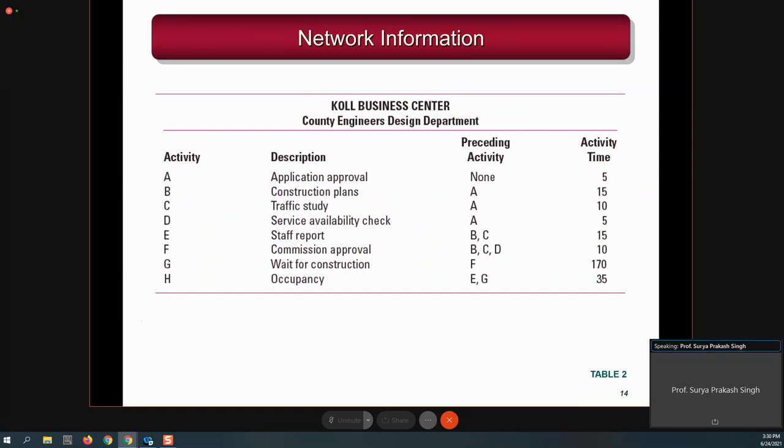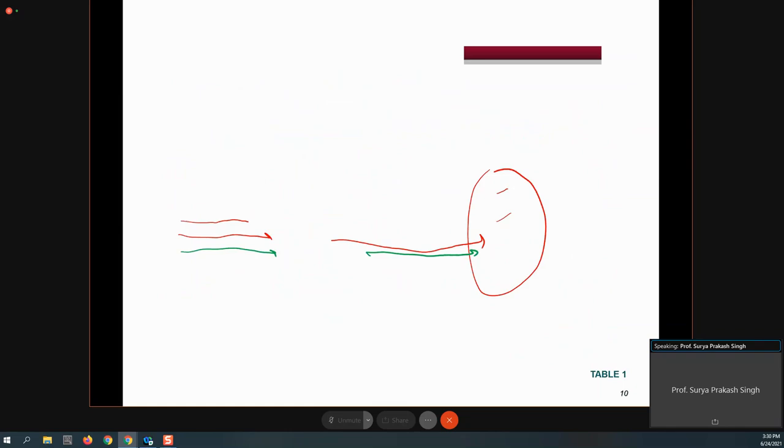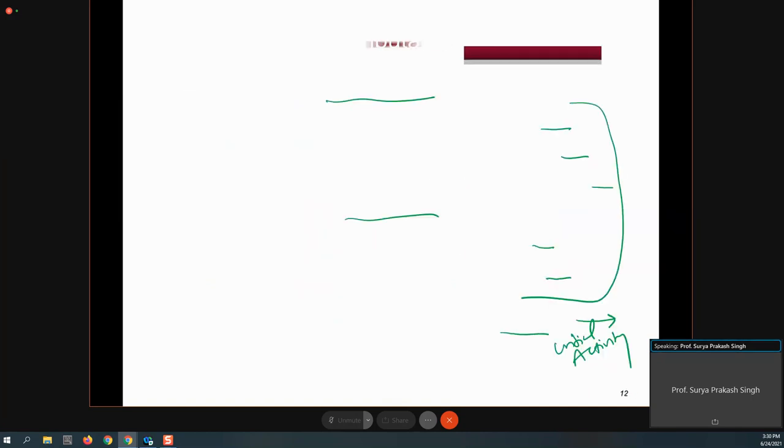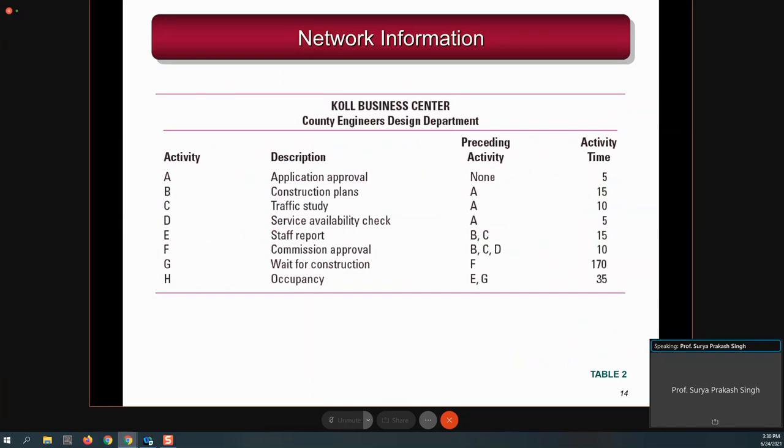Now, to know the time, we should have the time for each activity. Initially you were not given the time data. If I go back to the original problem, there is no information on the time. So to calculate, we must have the time for activities A, B, C, D, E, F, G, H. As you can see in this slide, we have the time for activity A, B, C, D.